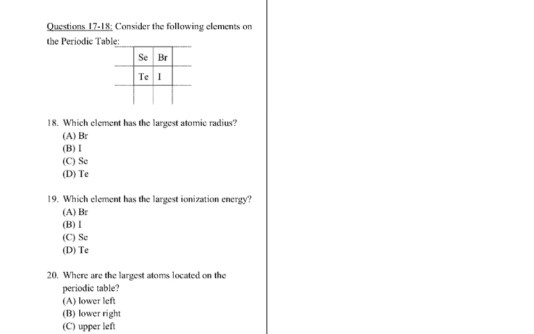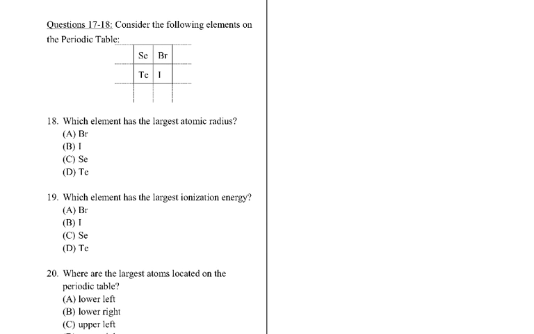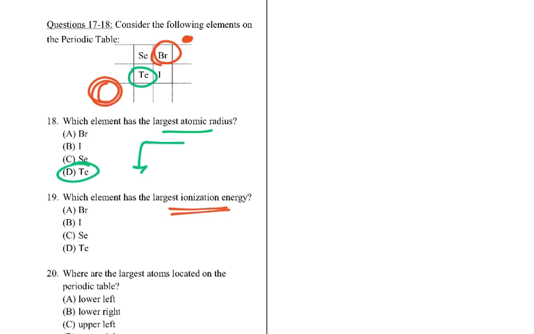17 and 18. Consider these elements. They're showing you where they are on the periodic table. Who has the largest atomic radius? Largest radius is to the left and down, so it's tellurium. Which has the largest ionization energy? That goes right with the size. The smallest atom is going to have the bigger ionization energy because it's harder to pull electrons off of something small. So it's Br.